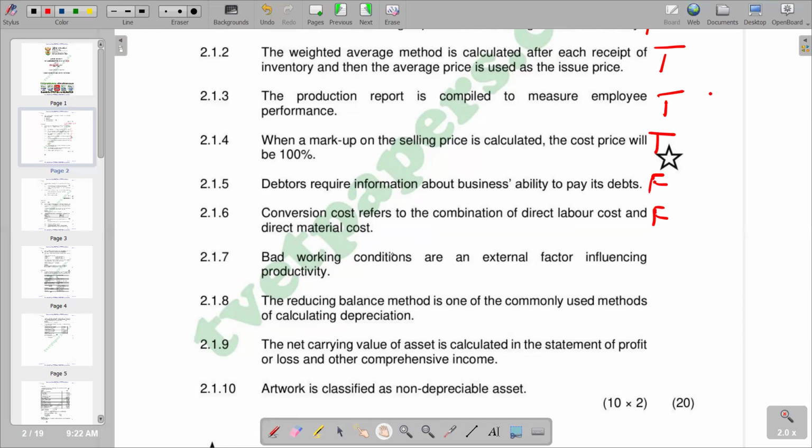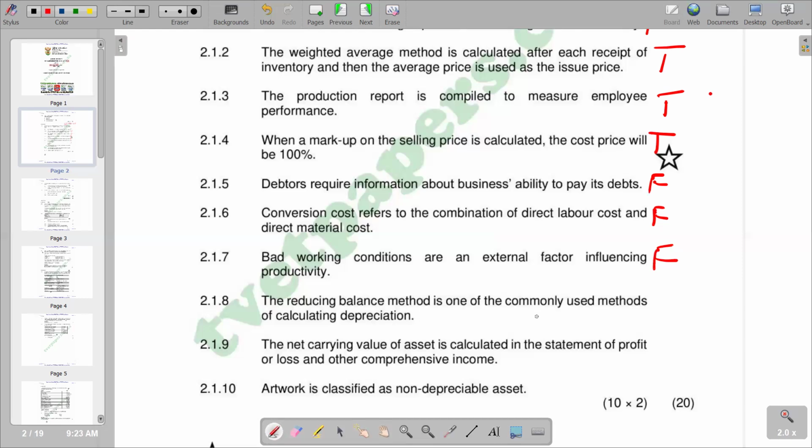Now when you say bad working conditions, this is an internal factor that is coming into play. When we're talking about external factors, they are factors that affect the operations of the business but come from outside the business. So that becomes an external factor. So that makes 2.1.7 false. Then we go to 2.1.8.